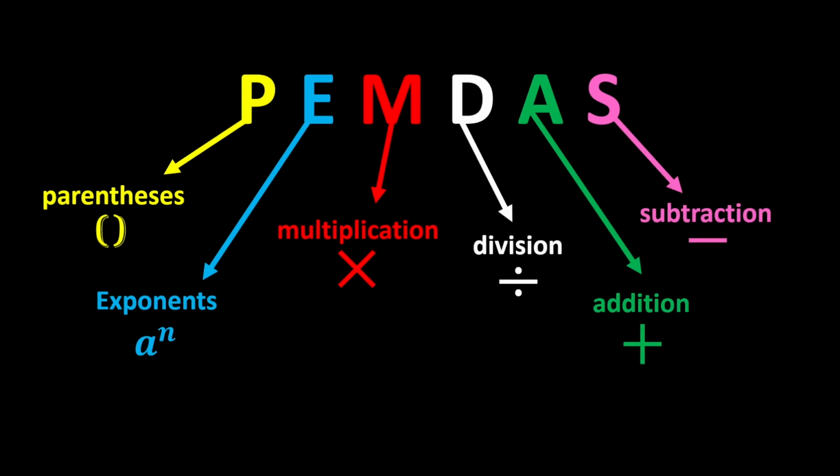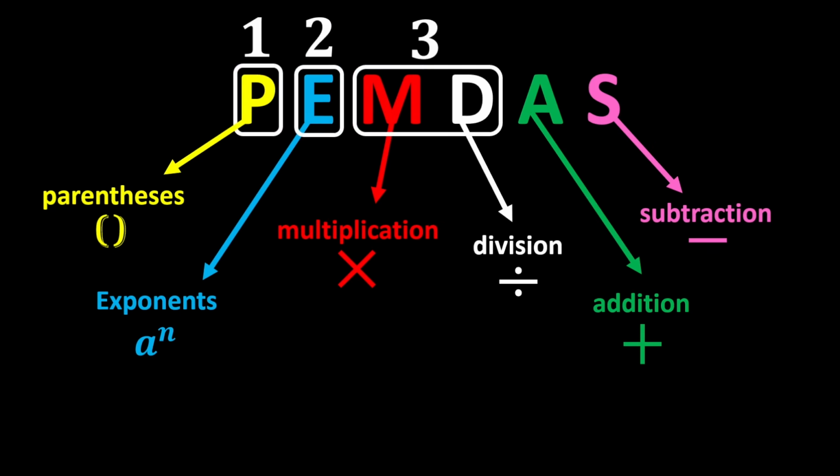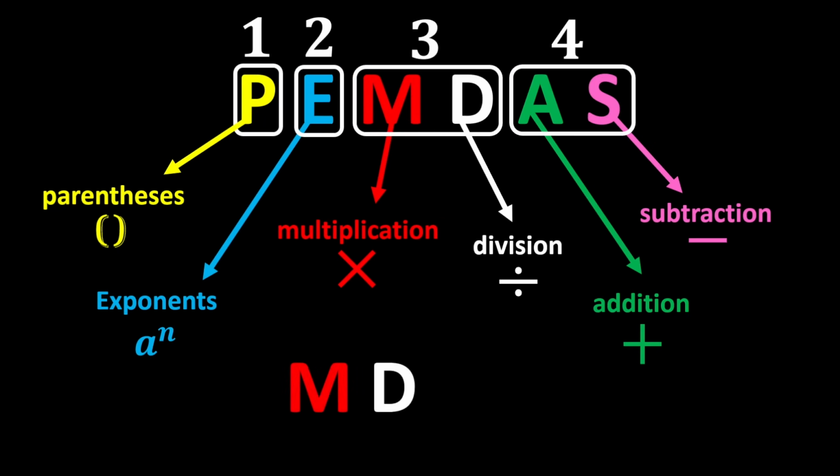According to PEMDAS, in every mathematical expression, we first solve the parentheses, then the exponents, then multiplication and division, and finally, addition and subtraction. Keep in mind that multiplication and division have equal priority. So, if an expression contains both operations, we move from left to right, performing whichever operation appears first. The same rule also applies to addition and subtraction.